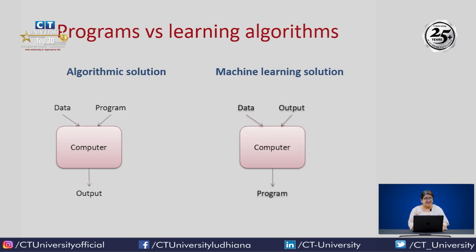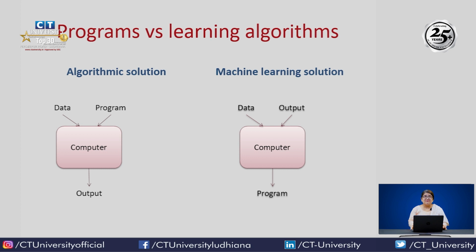The first thing that we must know is the difference between programs and learning algorithms. What is a simple program and what is a machine learning program? A simple program is written in languages like C, C++, Java, and how is it different from a machine learning program? In simple algorithmic solutions, we give data and a program as input, and the computer takes that input and provides the output. But the machine learning solution is altogether different. Here data and output are provided, and the computer takes the data and output, and finally it makes the program out of it.